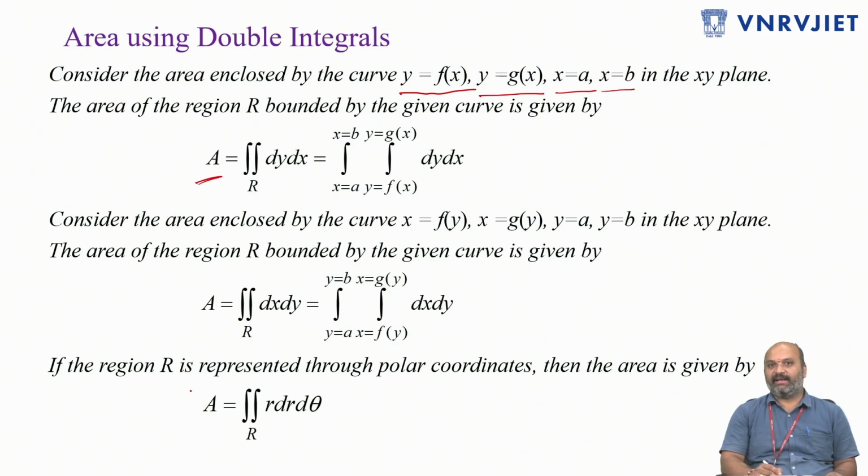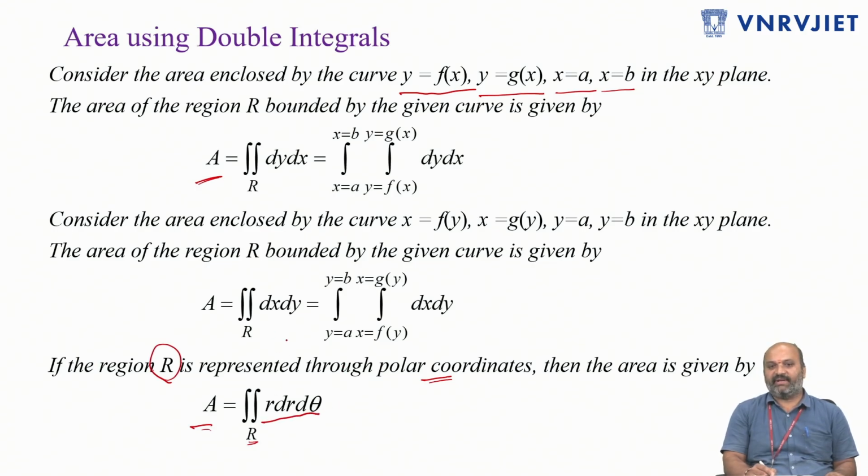Now finding area in polar coordinates. Suppose the region R is represented through polar coordinates, then the area is given by A equals the double integral over the region R of dr d theta. As we studied, while transforming from one coordinate system to another, we take dx dy equals the Jacobian times dr d theta. The Jacobian of x, y with respect to r and theta is r, as we know. So now it is the double integral of r dr d theta.